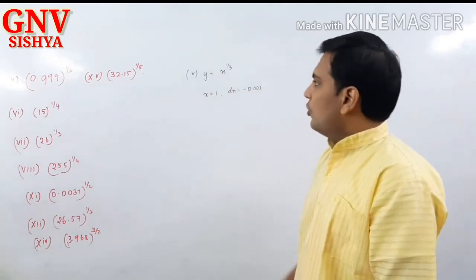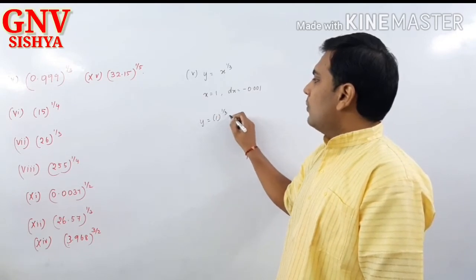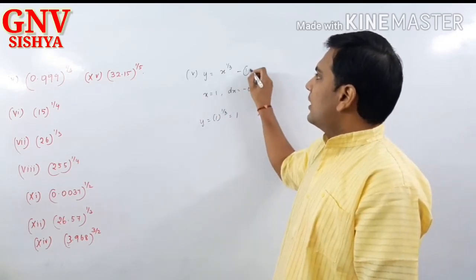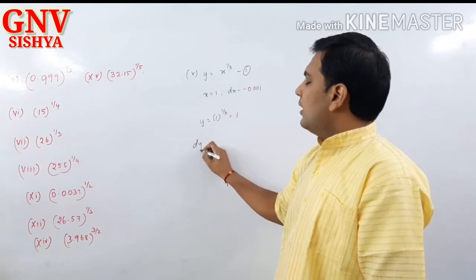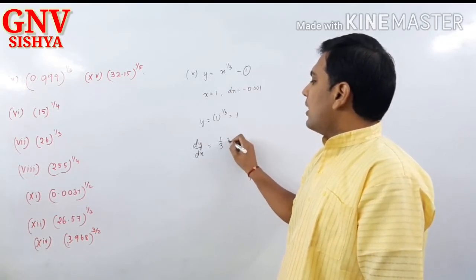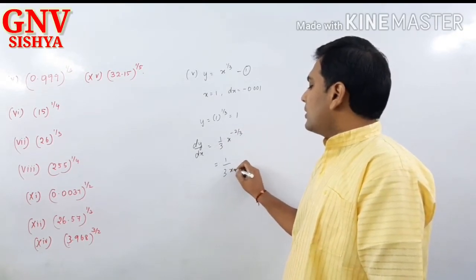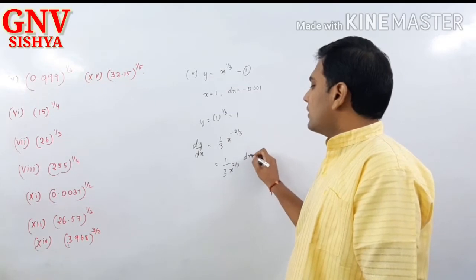Am I right? Cube root of 1 is 1, so y is equal to 1 power 1 by 3, which is equal to 1. Let me consider it as equation 1. If I differentiate, dy by dx will be equal to 1 by 3 x power minus 2 by 3. So it will become 1 by 3 x power 2 by 3 into dx.